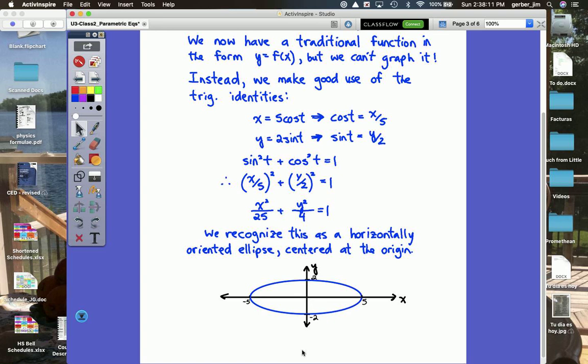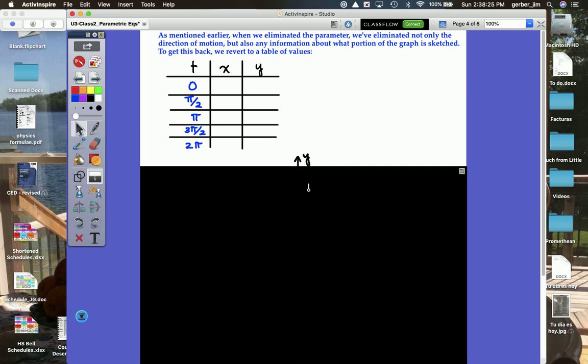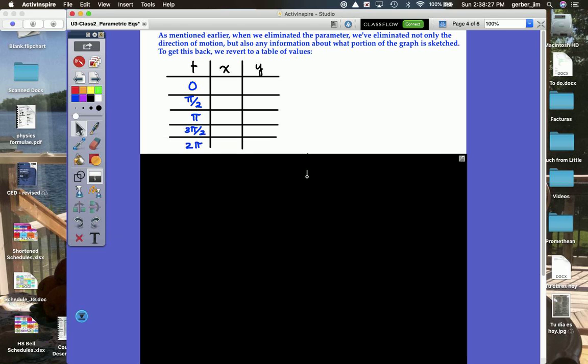Now, as we said before, we've eliminated the direction of motion. This ellipse has a direction, and we need to figure out what it is. And so, in order to figure out the direction, well, now we can go back to a table of values. So again, I'm going to ask you to just pause the video, fill out this table of values, and then try and sketch the graph. I'll give you a minute to do that.